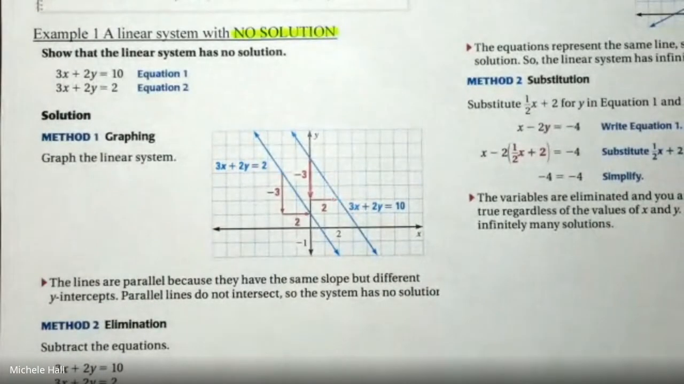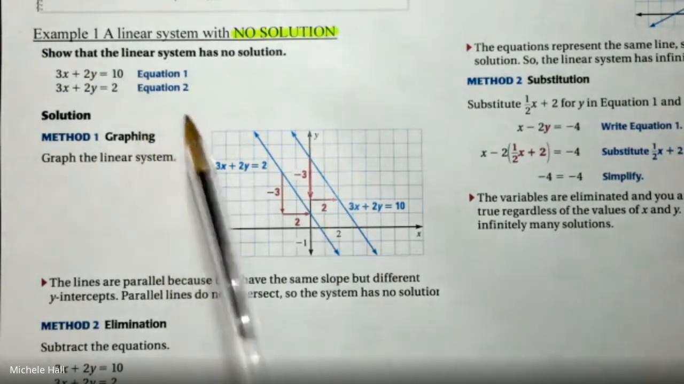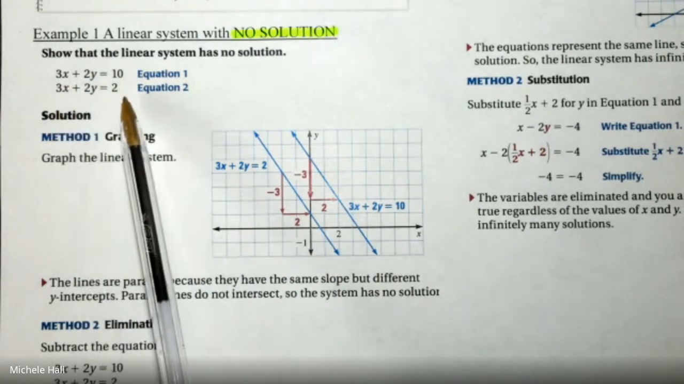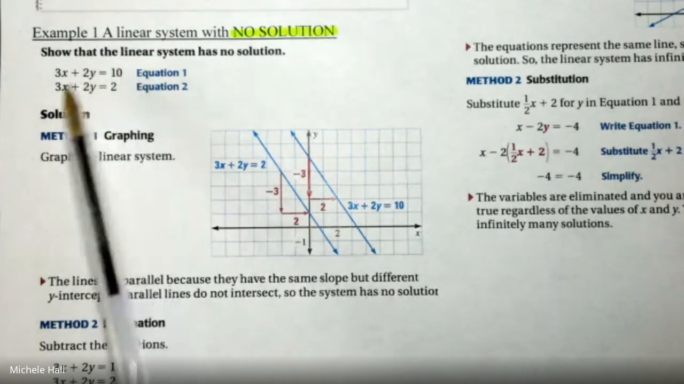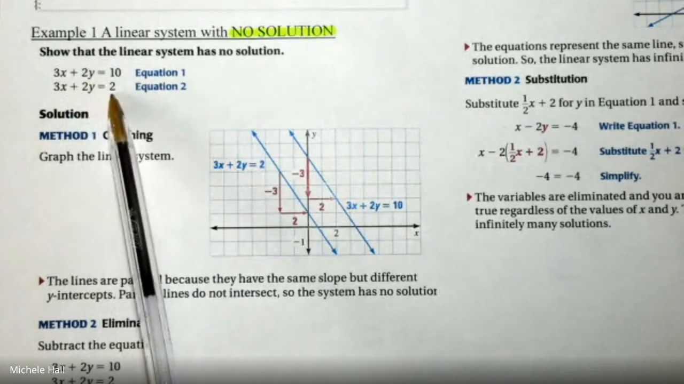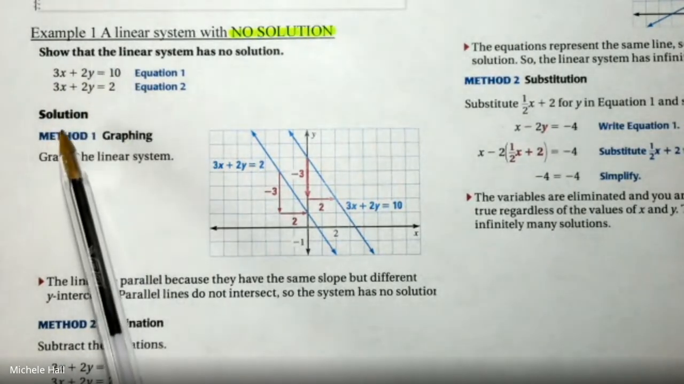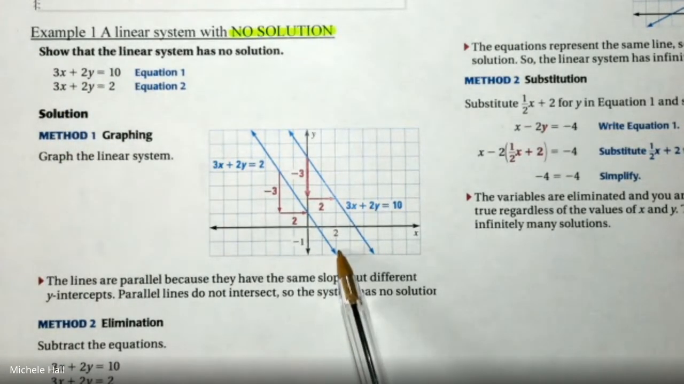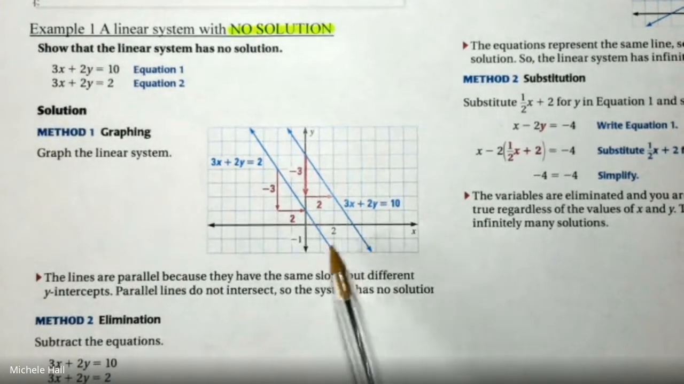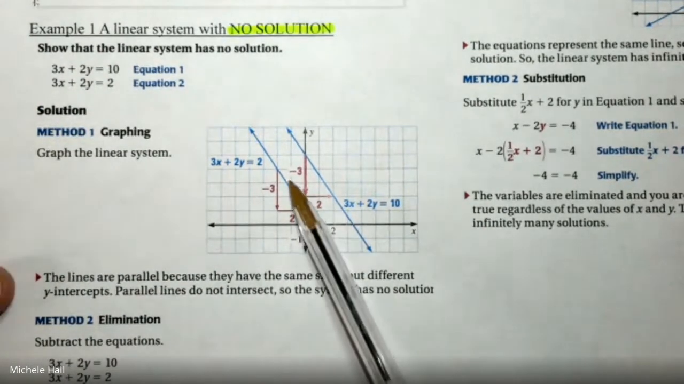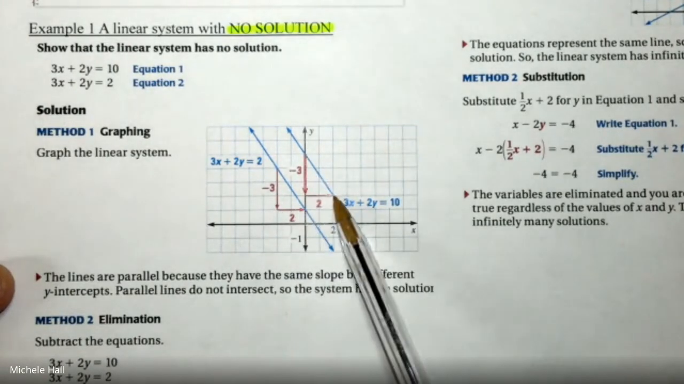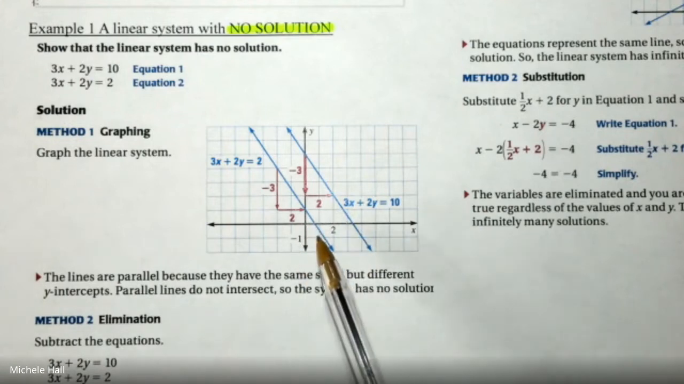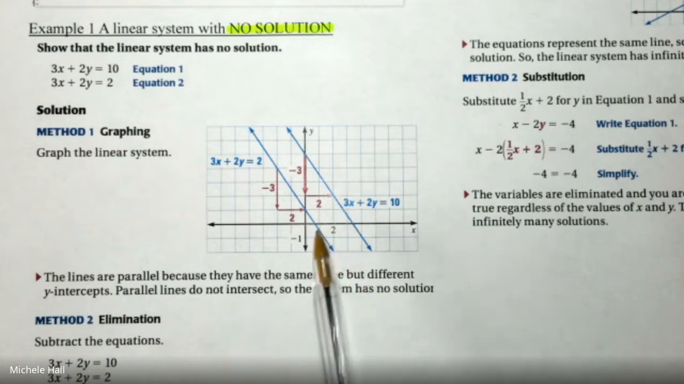Example 1. What would it look like to have no solution? When I graph these two different equations, they look the same in the beginning. 3x plus 2y equals 10. And then we have 3x plus 2y equals 2. So they're not exactly the same line. But when I do graph them, notice that they are parallel to each other because their slope, rise -3, run 2 for the first one, and then rise -3 and run 2 for the second one. They have the same slopes. They are never going to intersect. That is why this one is a no solution.